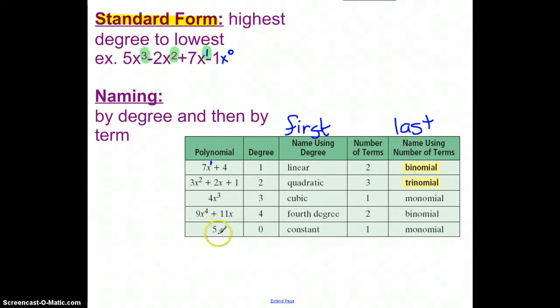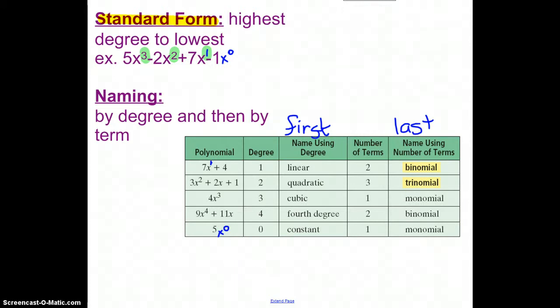Now in this last one, this is 5. And there's no variable that goes with it at all. So first of all, we could think about it like this. You know, that x to the 0 again. But they call this constant. Anything that doesn't have a variable is considered to have a first name of constant. And this is monomial because it has one thing. So this is where the monomial comes from. So naming things is going to be a big idea later on.